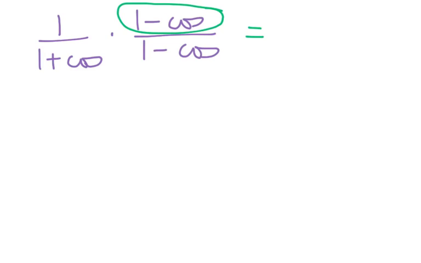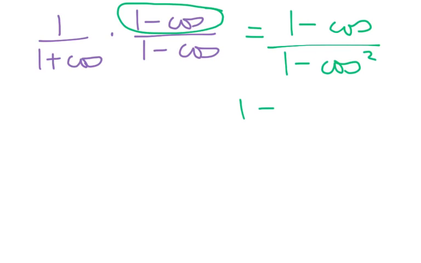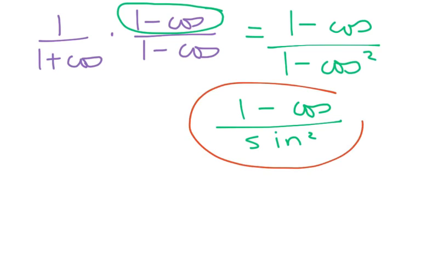So if I multiply across, I have 1 minus cosine. And if I multiply down here, I have 1 minus cosine squared, which gives me 1 minus cosine over sine squared, which is what I wanted. So there's your final answer on that one.